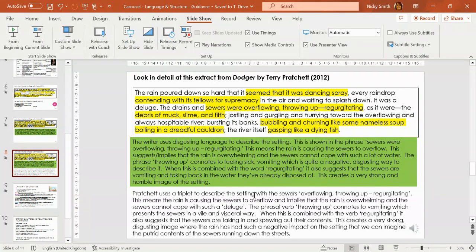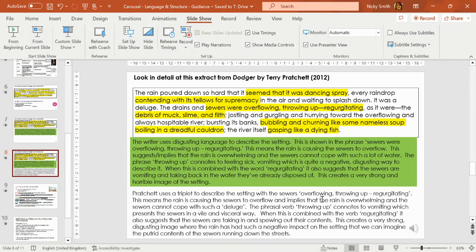So Pratchett, and this time I'm naming a feature. Pratchett uses a triplet to describe the setting, with the sewers overflowing, throwing up, regurgitating. There's three things. It's a triplet, you might call it a rule of three or a triadic structure. Rule of three, triplet is fine. This means the rain is causing the sewers to overflow and implies that the rain is overwhelming and the sewers cannot cope with such a deluge.